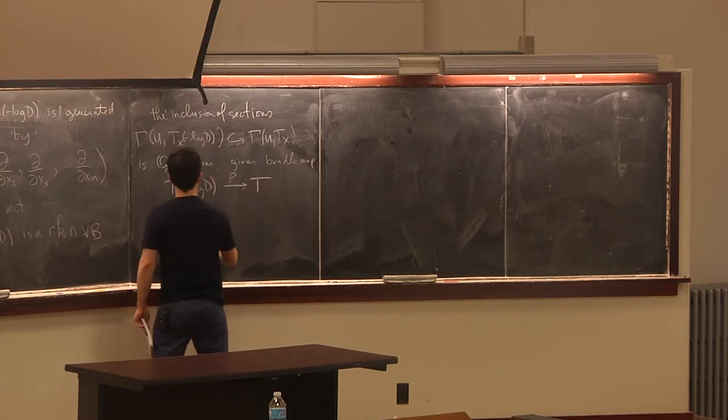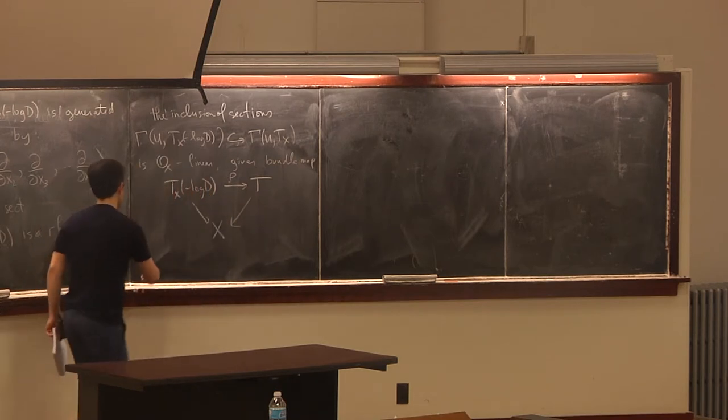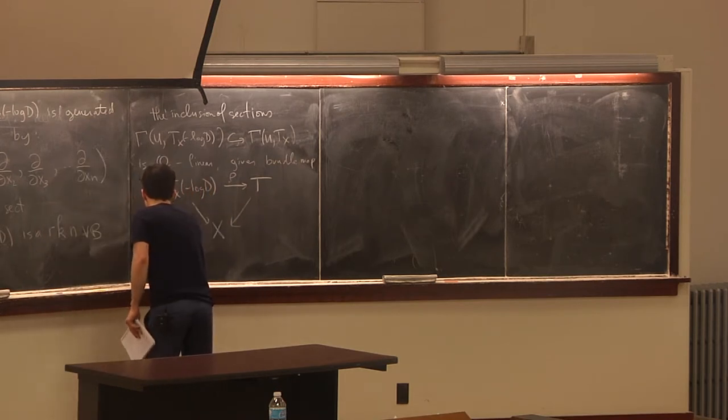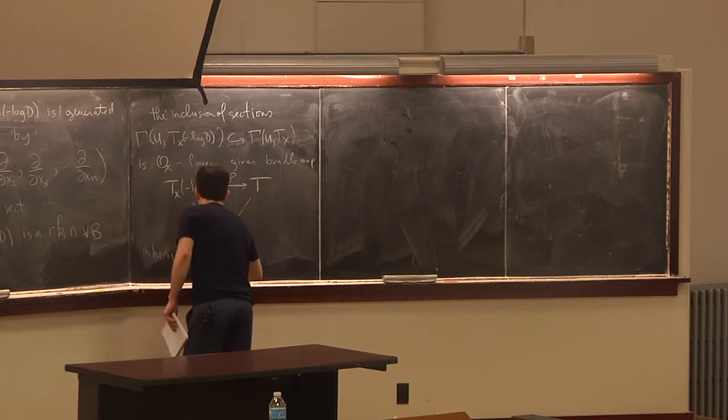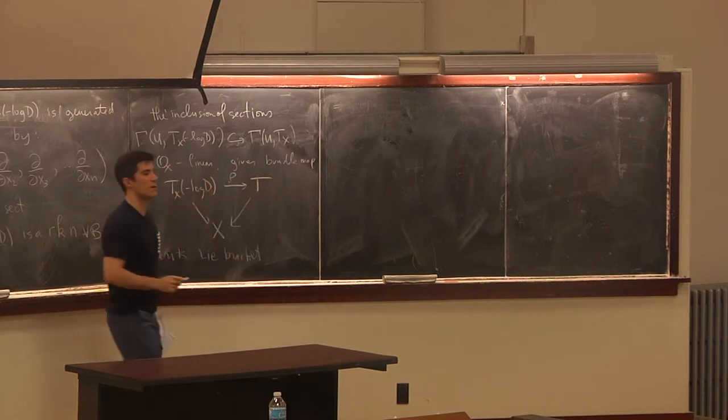And this is the anchor map. And of course, it inherits a Lie bracket, because if two vector fields are tangent to D, then their Lie brackets will also be tangent to D.